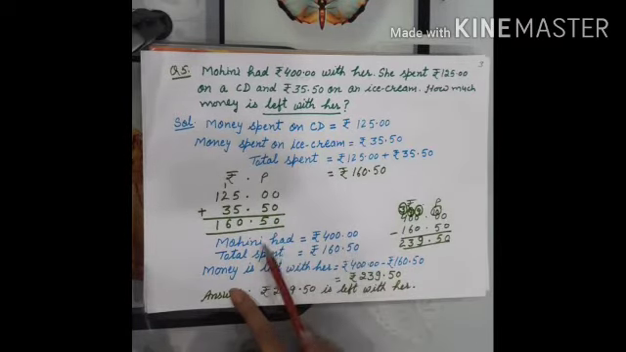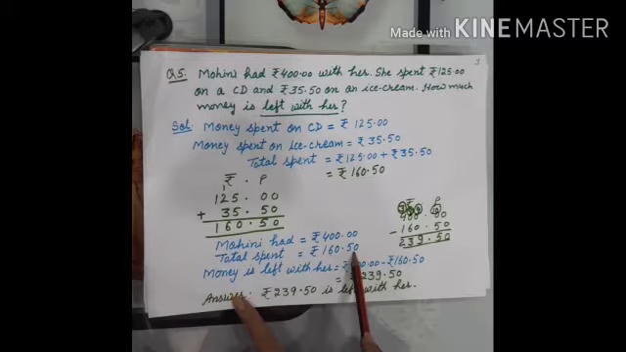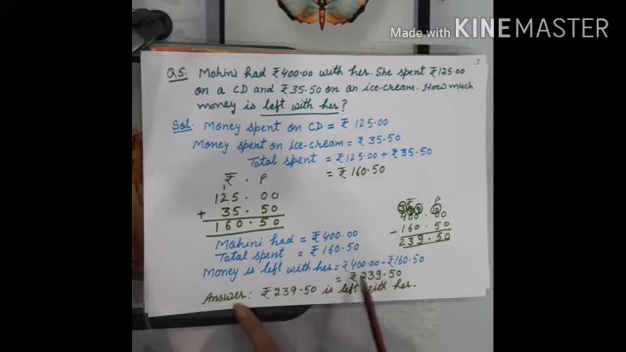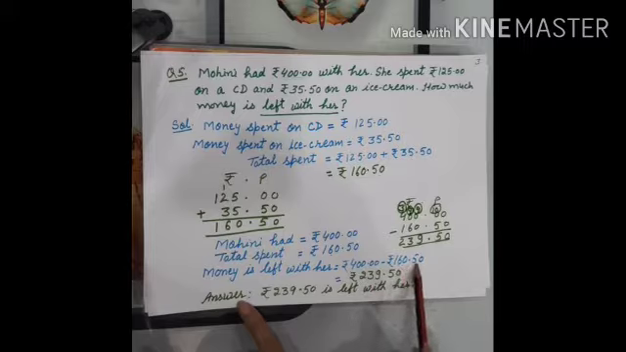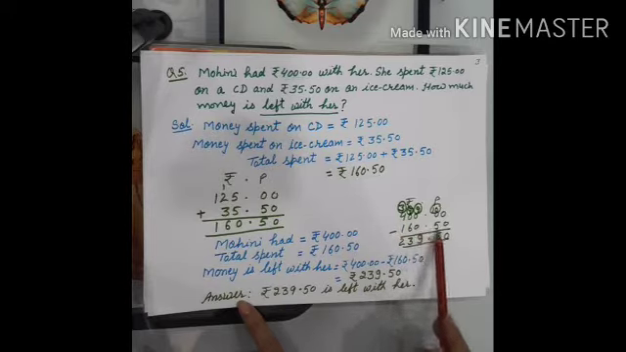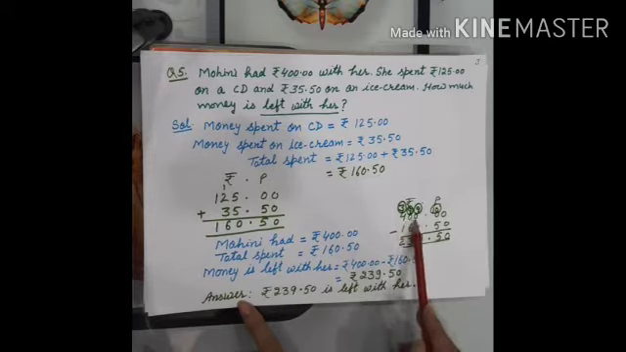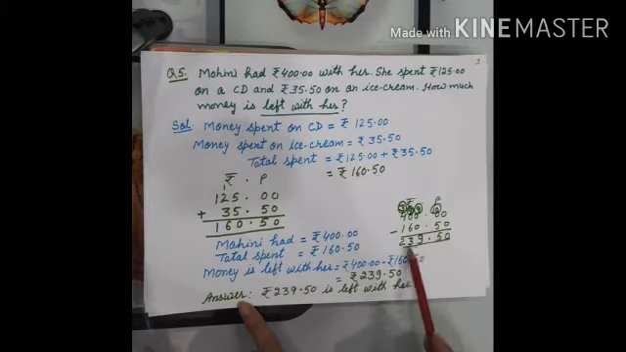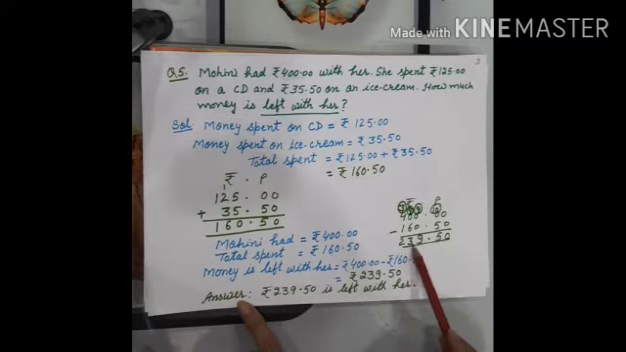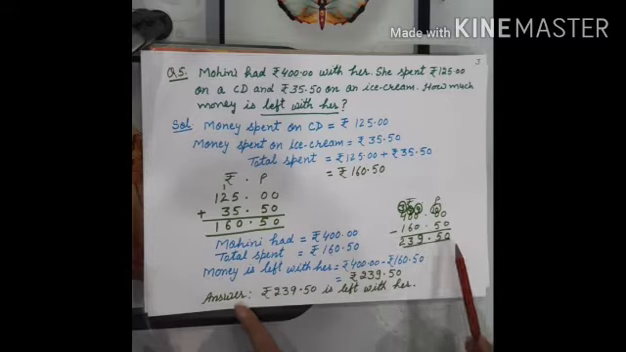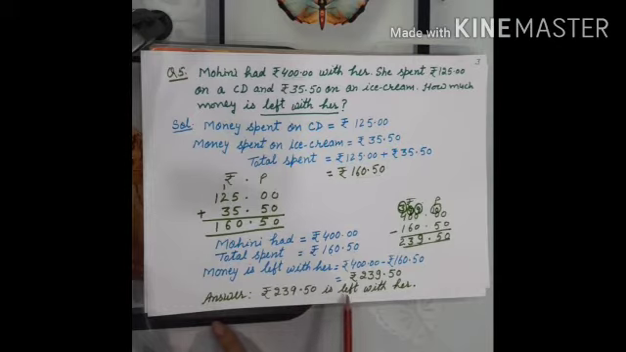Now Mohini had rupees 400. Total spent is rupees 160 and 50 paise. Money left with her is rupees 400 minus rupees 160 and 50 paise. Now we subtract rupees 160 and 50 paise from rupees 400. After subtraction, we get rupees 239 and 50 paise. Answer is rupees 239 and 50 paise is left with her.